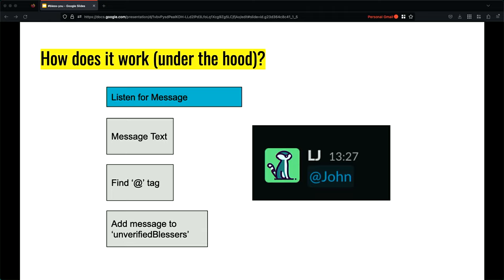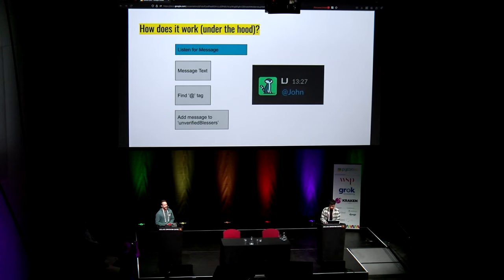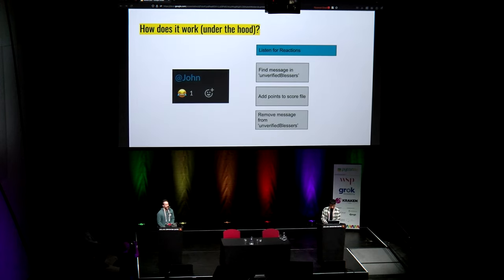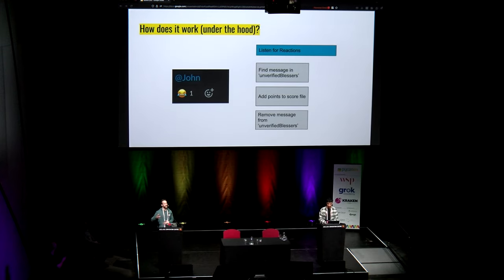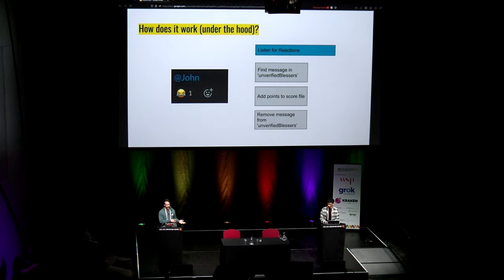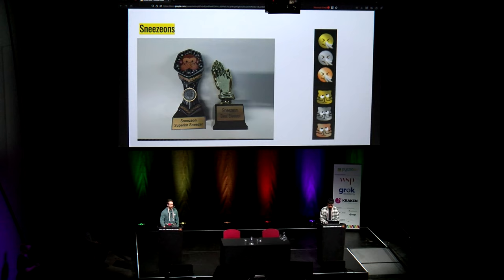And yeah, taking a little bit of a look under the hood, the way the Slack bot works, it listens for messages, it gets the text, finds the tag, in this case John, shout out to him, and adds the message to an unverified blesses map. Then on the flip side of that, we listen for reactions, and when they occur, if we find the message, we add points to the scoreboards and remove the message so no one else can get points.